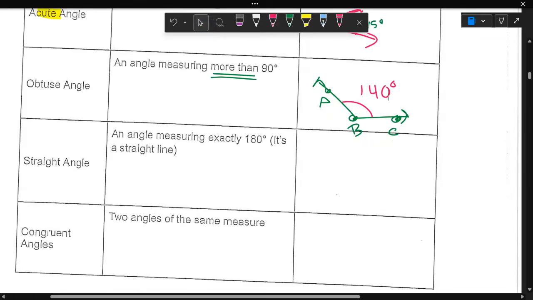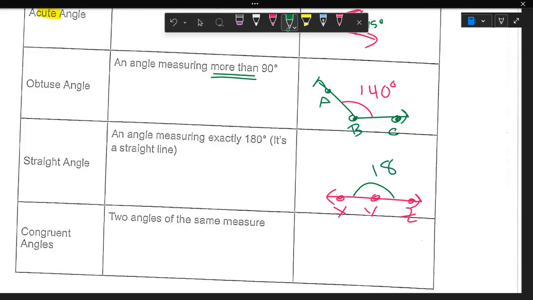Now, a straight angle is just the way it sounds. It's a straight line. There we go. We can call this XYZ. And it is a straight angle because this angle is straight. How do we know it's straight? It tells us it's 180 degrees. 180 is half of a full circle, right? So 180 is going to be right through the middle. Flat line.